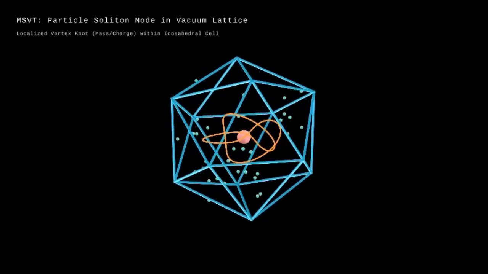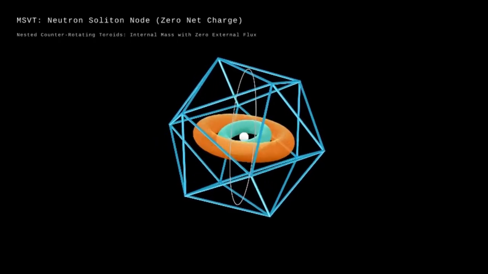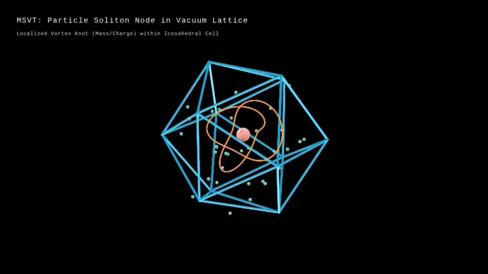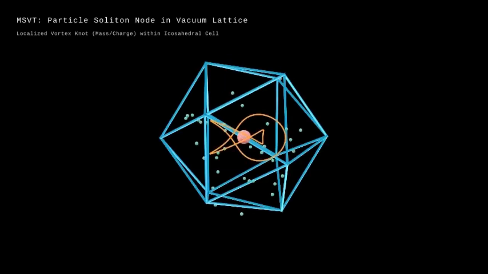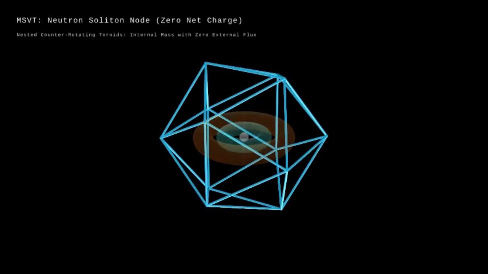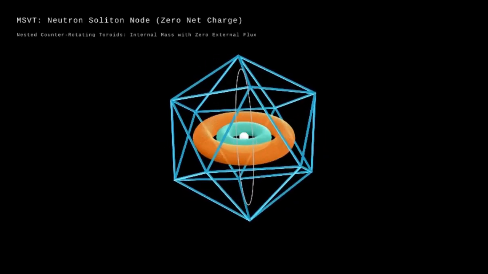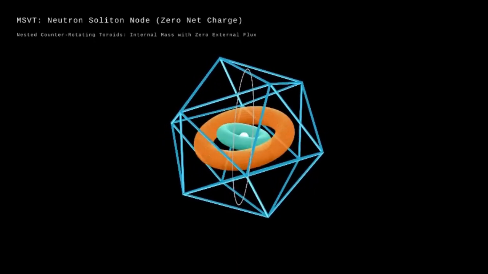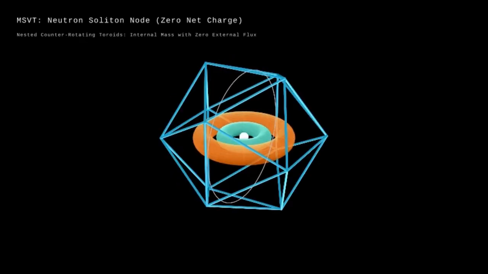In MSVT, elementary particles are not solid objects placed into space. They are localized, self-sustaining topological knots trapped within the spatial grid. Mass is simply the localized rotational momentum density of the vortex knot, creating a surrounding pressure gradient in the grid. Charge corresponds to the chirality and direction of fluid flux exiting the cell. When positive and negative torin flows nest in equal, counter-rotating balance, external flux cancels completely, giving rise to neutral particles like the neutron while preserving dense internal mass.